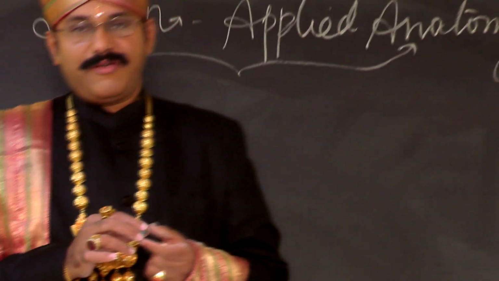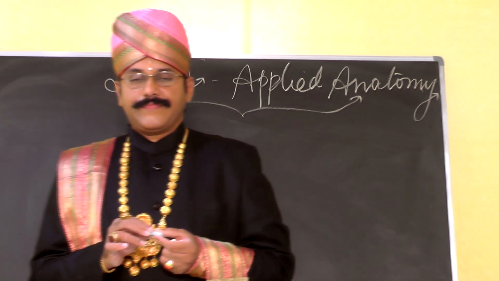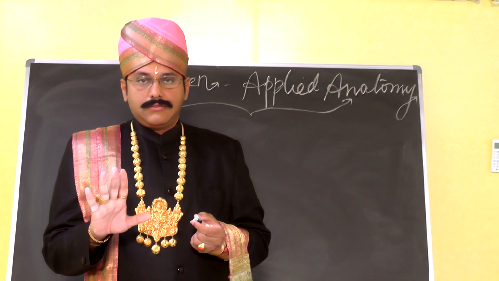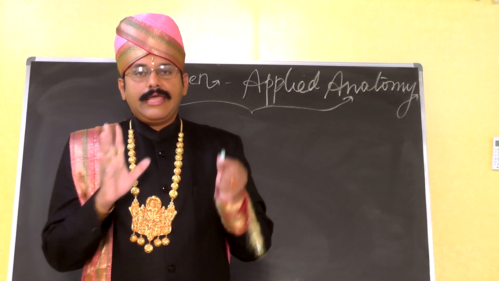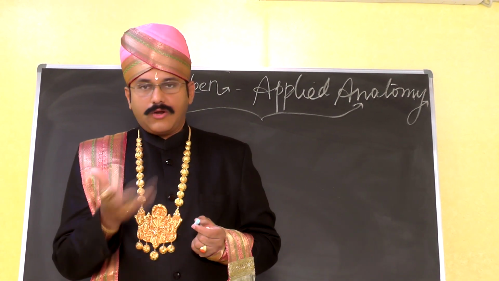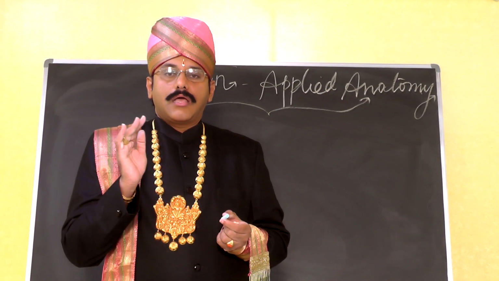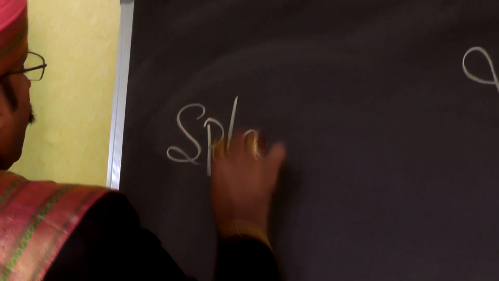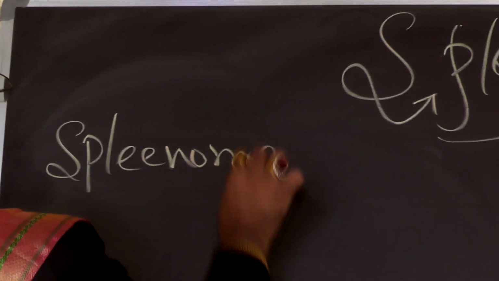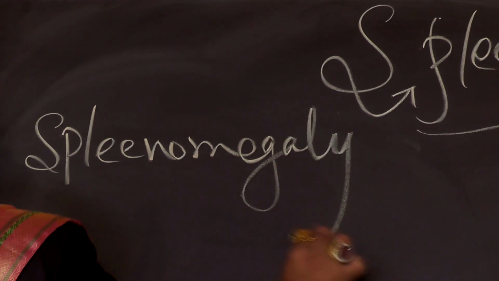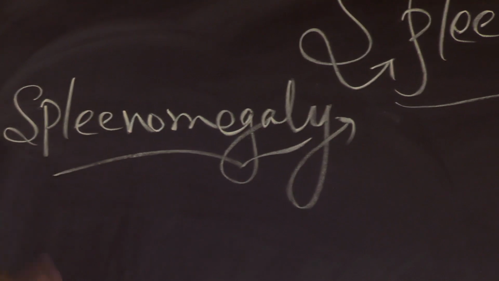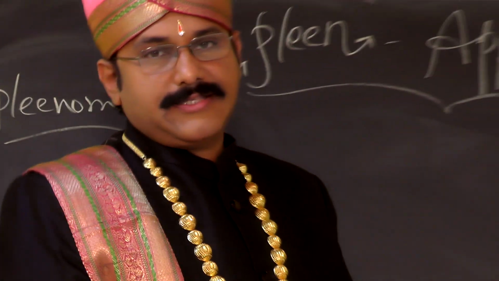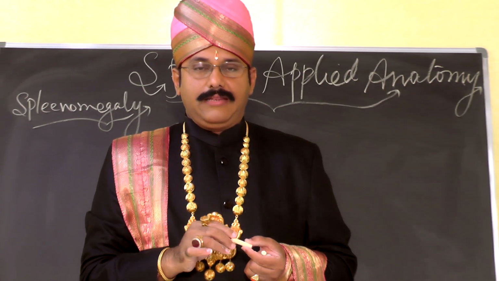Spleen: we are going to discuss the applied anatomy of the spleen. Normally the spleen is not palpable. In a healthy individual, we cannot palpate the spleen. But in cases of splenomegaly, so what is splenomegaly? Enlargement of the spleen is called splenomegaly. During this condition, yes, we can palpate the spleen.